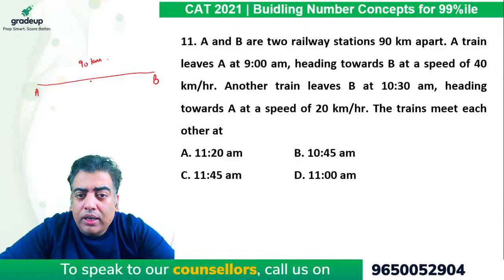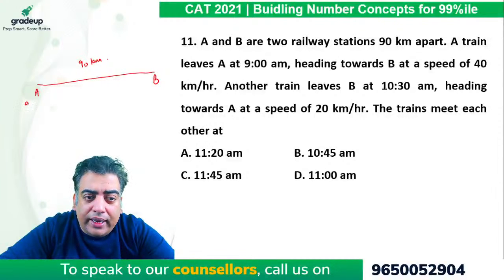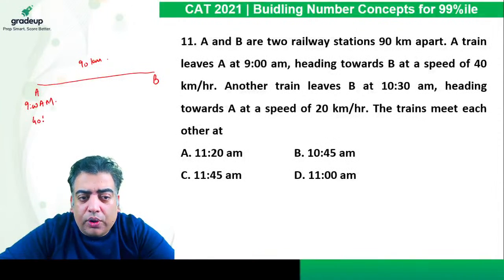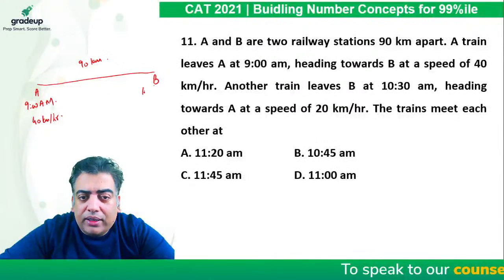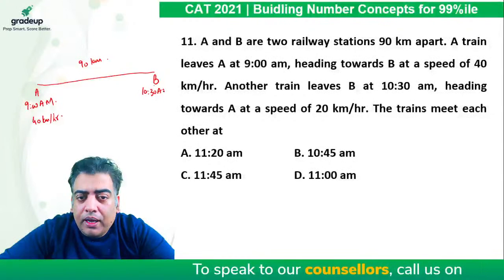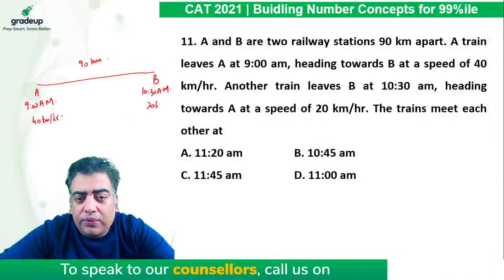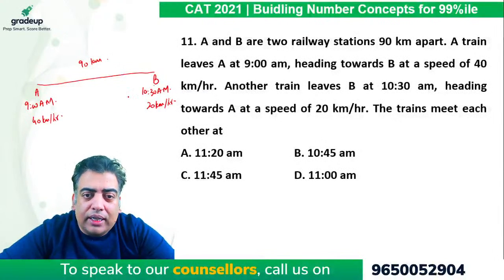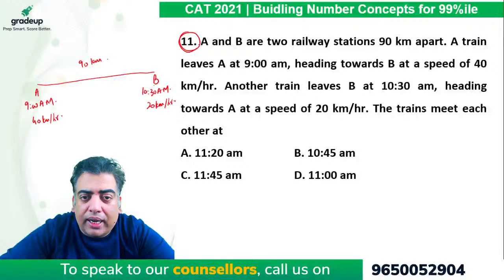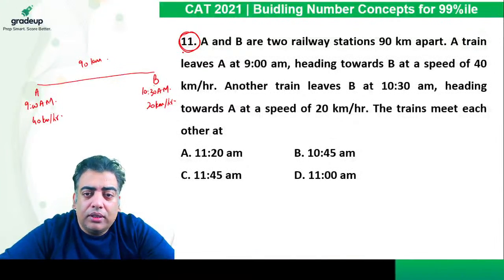A train leaves A at 9 a.m. heading towards B at a speed of 40 km per hour. Another train leaves B at 10:30 a.m. heading towards A at a speed of 20 km per hour. The trains meet each other at. So this question has appeared in CAT many a times, right?